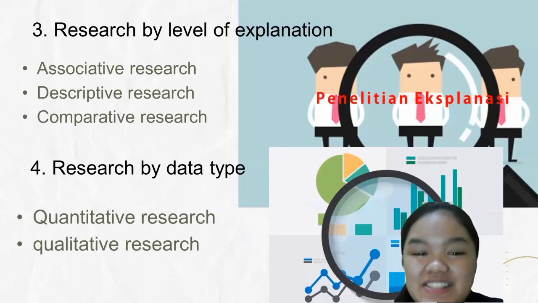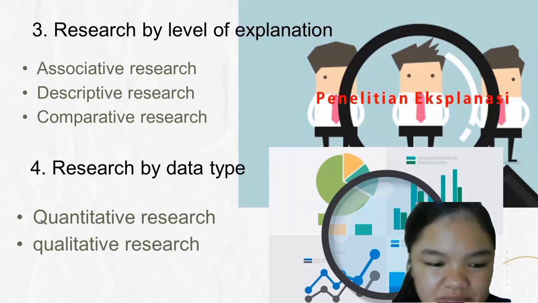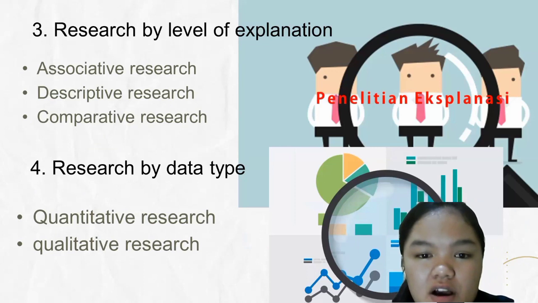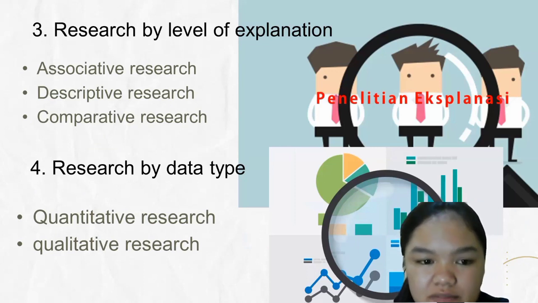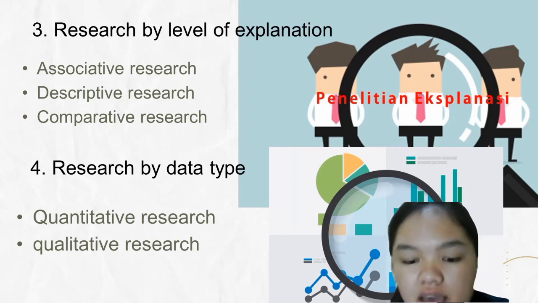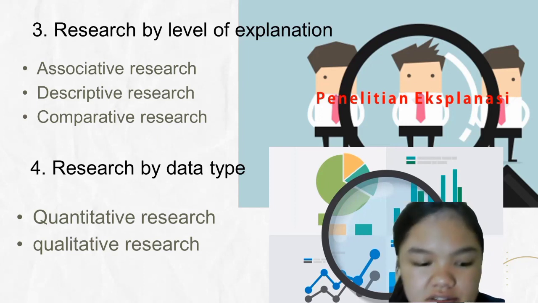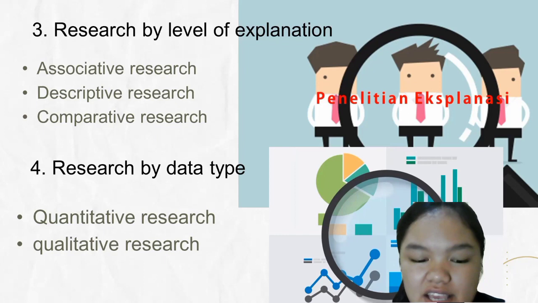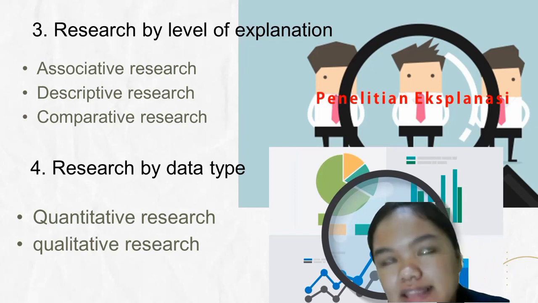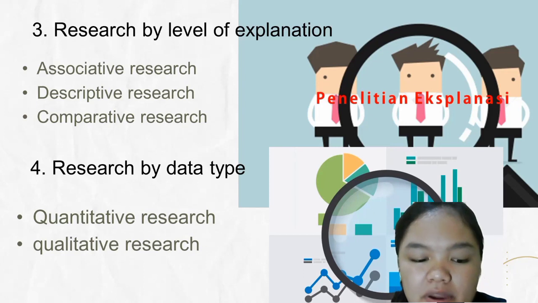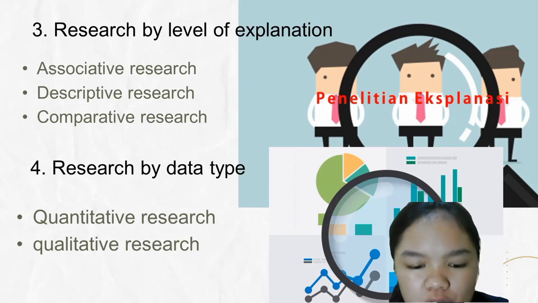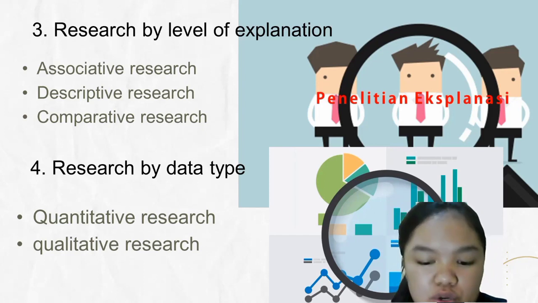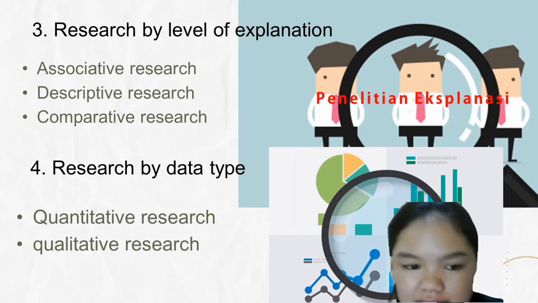Now we talk about research by level of explanation. Research by level of explanation is divided into three. The first one is associative research. An associative study is one that looks for a connection between one variable and another. The second one is a descriptive study, which is done on independent variables without making comparisons or mixing with other variables. So the study variables are independent.